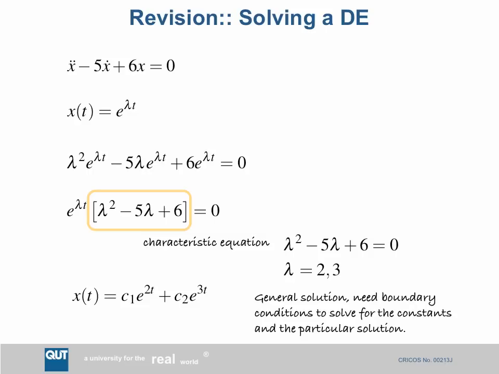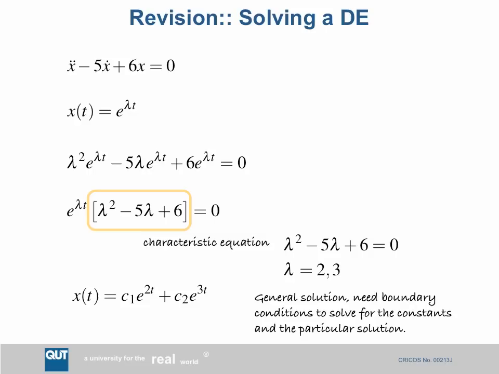The other thing that's pretty immediately obvious now from looking at this solution is that it's not stable. Right, so we have e to the 2t, so as t increases, e to the 2t is going to increase, and e to the 3t is going to increase. So this equation does not have a stable solution. It grows without bound.